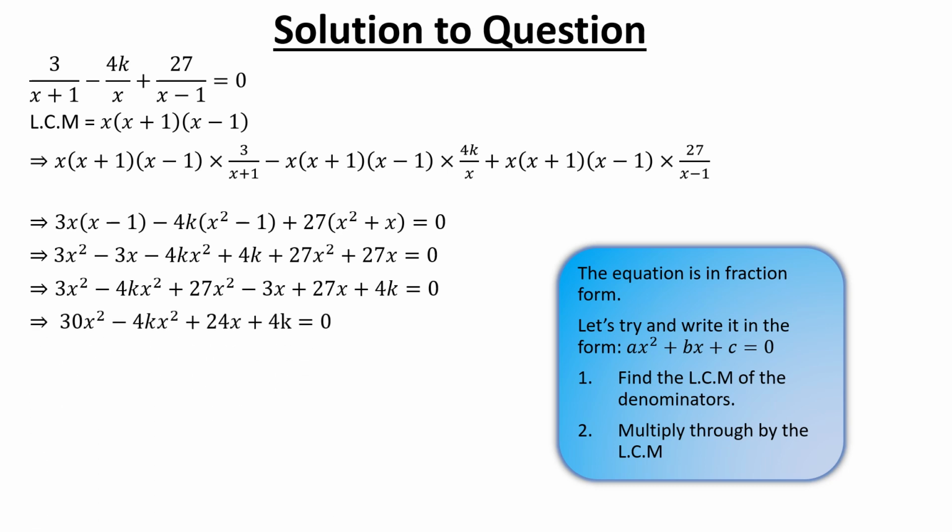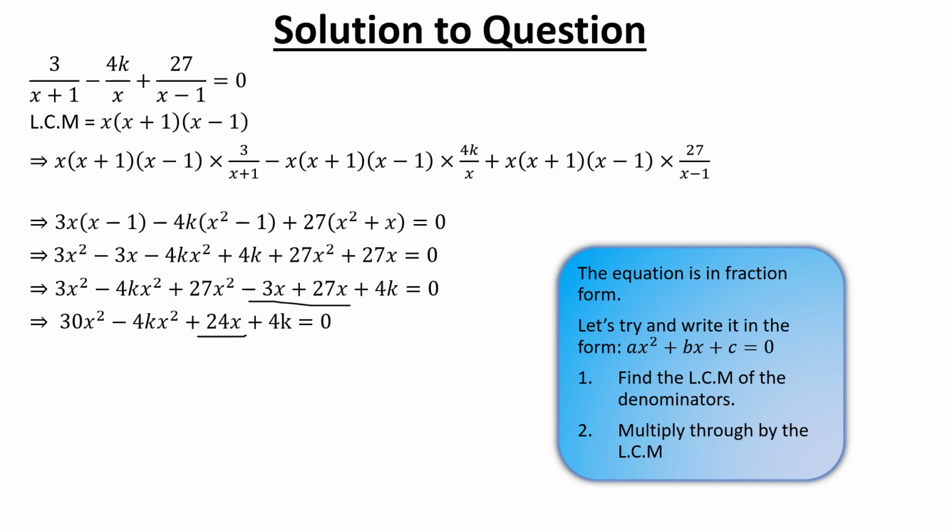Now we simplify. So 3x squared, 27x squared and minus 4x squared have x squared in common. The 4k could have been added to them, but because it has the k, it cannot be combined with the 3 and the 27. So we have 30x squared minus 4kx squared. And now negative 3x and 27x will give us positive 24x. 4k is standing alone, no partner.